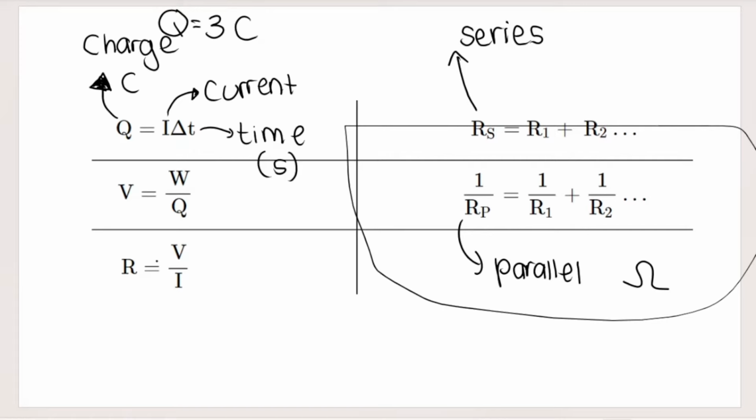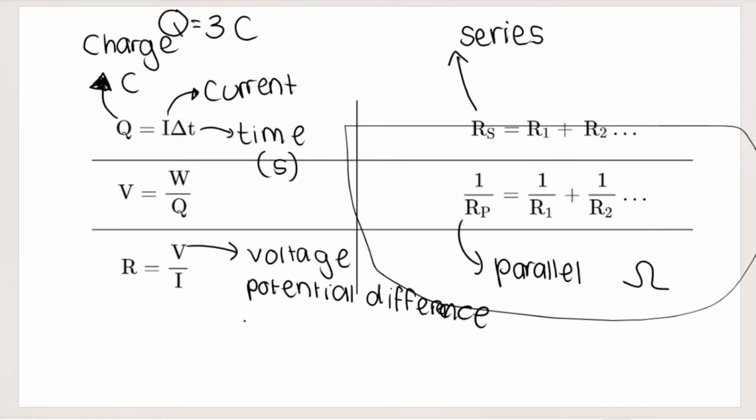Okay, R is resistance. We said V in both of these formulae is voltage or potential difference. They often call it potential difference, not voltage. Potential difference is voltage, so don't get confused. When they say the potential difference across a resistor is 3, then it's 3 volts. The potential difference is 3 volts.